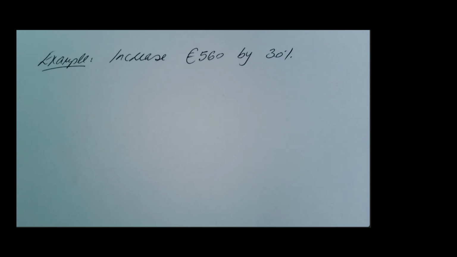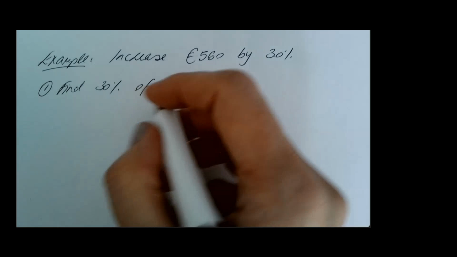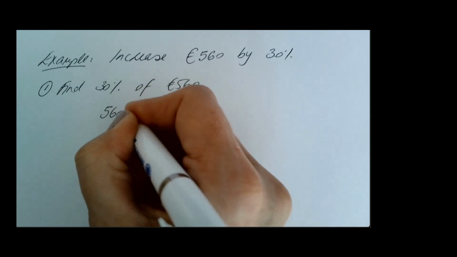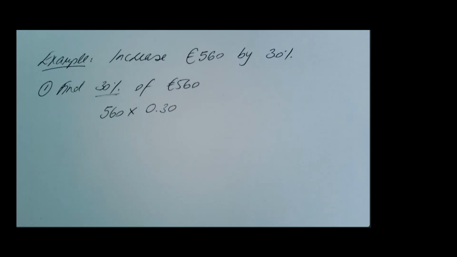Okay, so now we're going to look at a question where we're asked to increase 560 euros by 30%. Okay, so what I'm going to do first is I'm going to find what 30% is. And of course, as we just did in our little recap there, the easiest way to get a percentage of a quantity is to take the quantity and multiply by the decimal. So 30% is the same as 0.30.